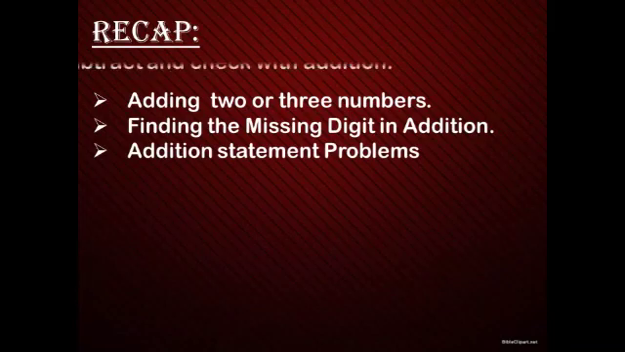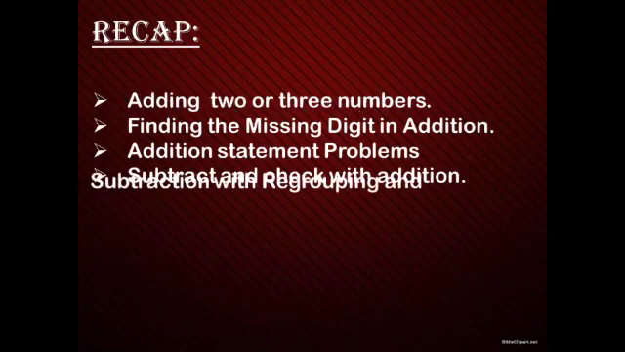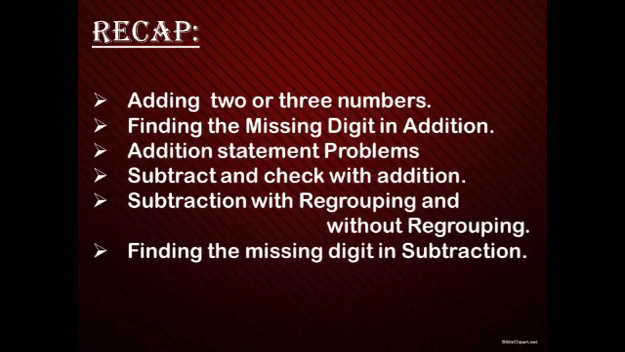Right? Then we saw what is subtraction. What is subtraction here? Removing objects from a collection. The answer in subtraction is called the difference. What are the terms used in subtraction? They are minuend, subtrahend and difference. What is a minuend? Number which is subtracted from is called minuend. Number which is subtracted is called subtrahend. The answer in subtraction is called difference. Then what did we see? How to check the subtraction with addition, then with regrouping and without regrouping, missing digits, all that we saw, right? And also statement problems.